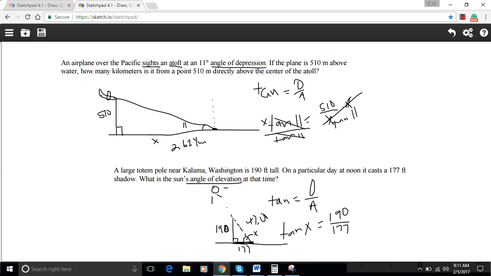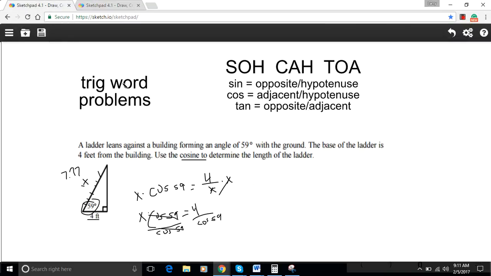So this angle is 47.03. And again, I just want to look at this problem and see if that makes sense. Could this angle be around 47.03? Yeah, it looks like it could be. So this seems like a reasonable solution to this problem. Well, that's a little bit of work with trig word problems.